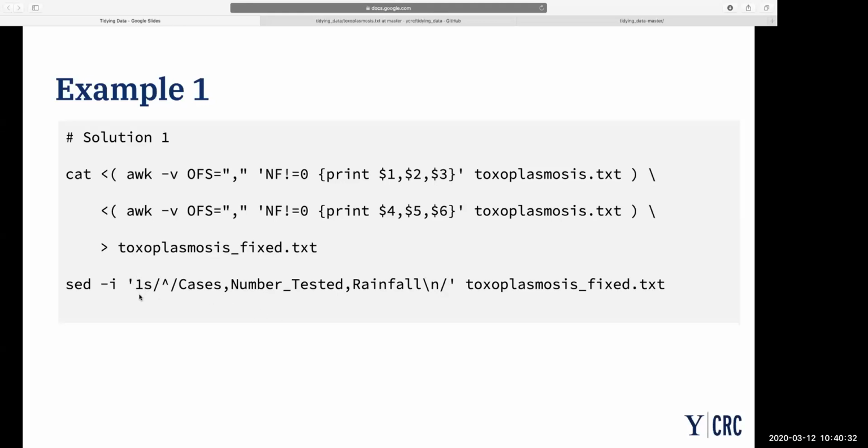And so here I'm asking SED to do this substitution only one time. And this first slash means now I'm going to tell you the thing to search for, which is the beginning of a line. So this is the beginning of the line for the first line of the file. And the thing that follows that slash is what I want to replace it with. And then this final slash tells SED that I'm finished telling it what I want to replace with. And so here the slashes are just separators between things I'm telling SED about.